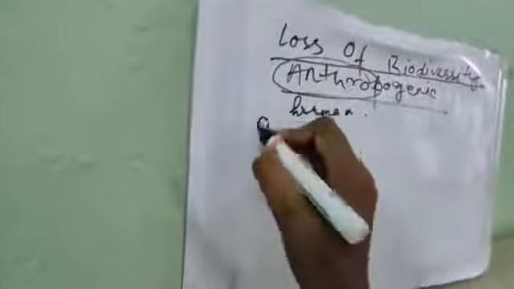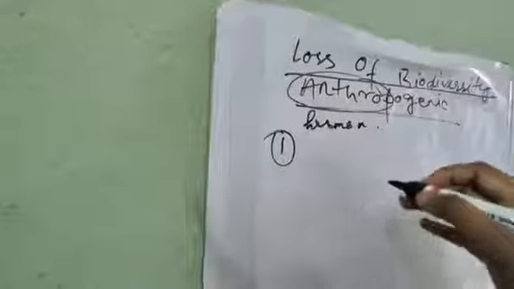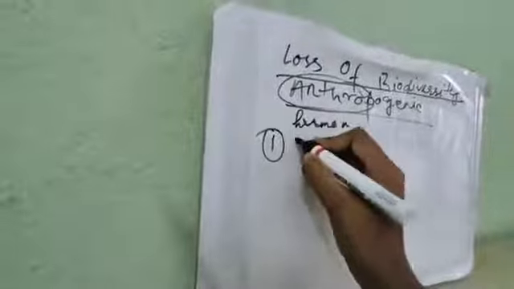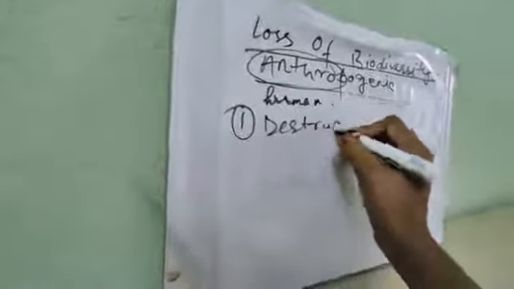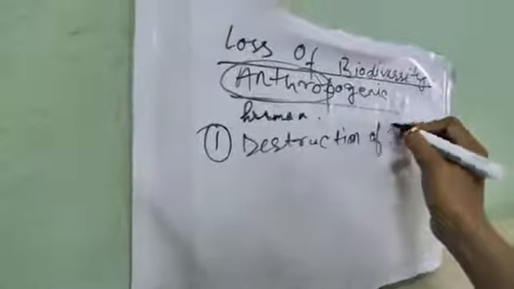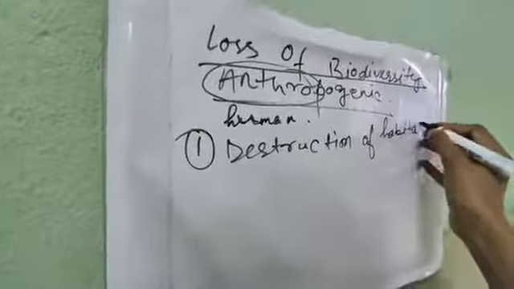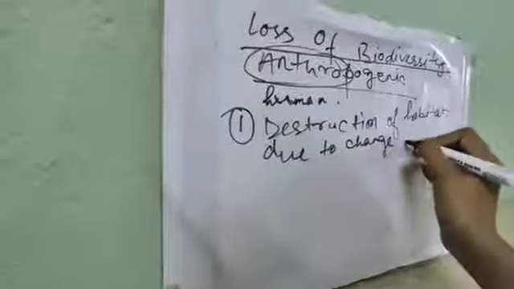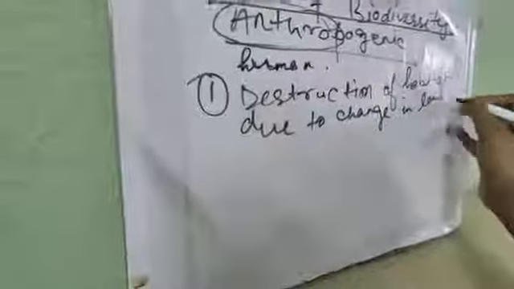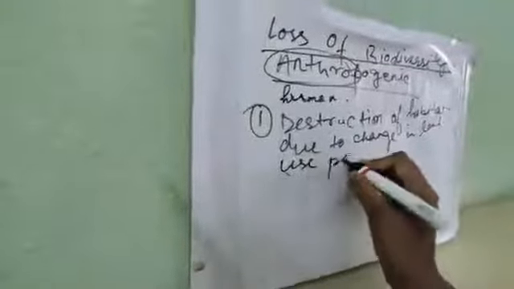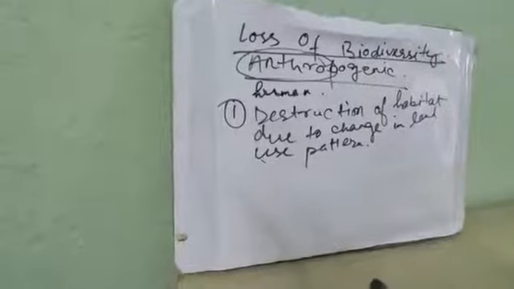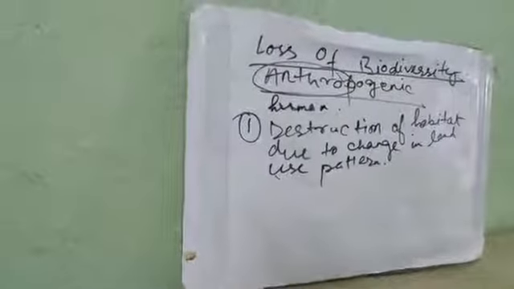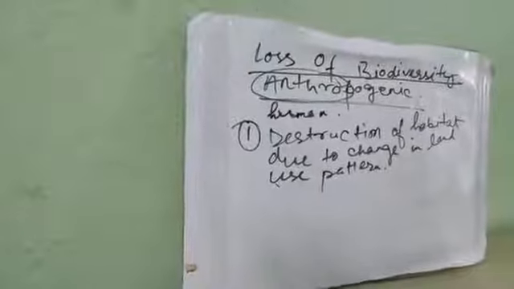causes. Number 1. Destruction of habitat due to change in land use pattern. So first point, what happens, overpopulation, urbanization, industrialization, these require a huge amount of land.